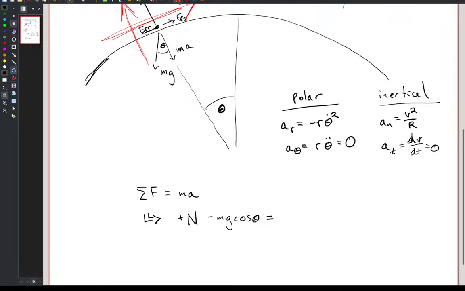Because we took all the forces in the radial direction, it'll be MA in the radial direction. AR, and we know MAR, like negative MR theta dot squared? Or M times AR, and AR happens to only have a negative R theta dot squared. So we're done? We solved it?